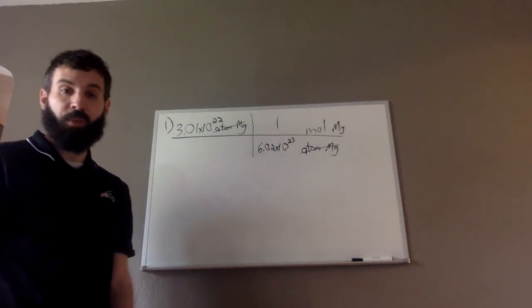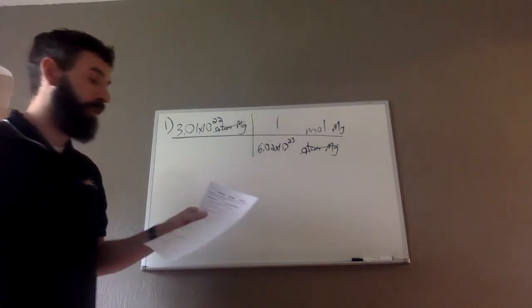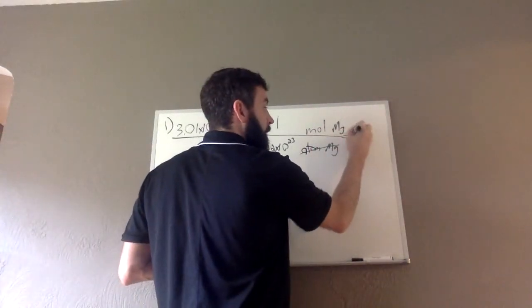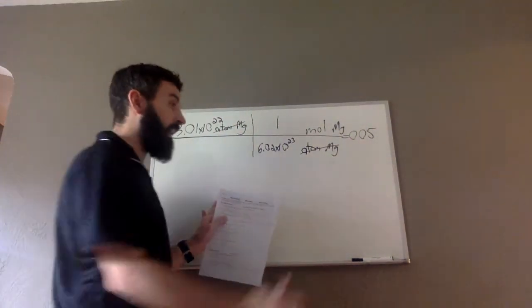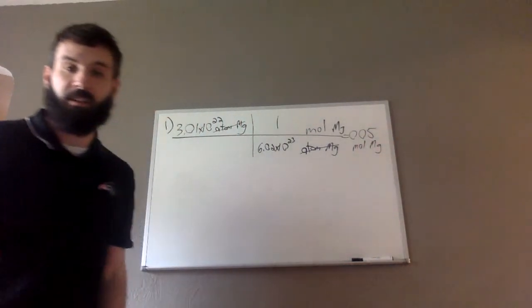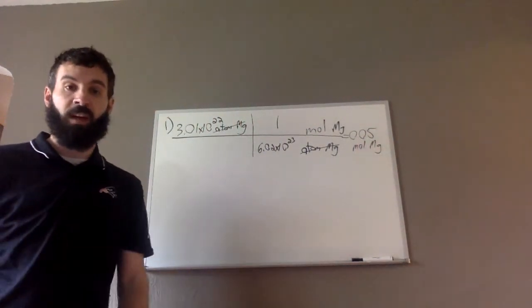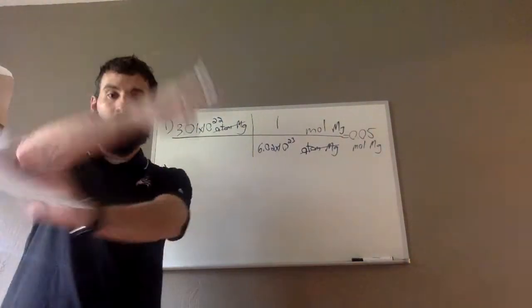Okay, now what you do is you plug this in your calculator. Again, I highly recommend you guys always use parentheses when you do this, just to make sure you don't plug it in wrong. But if you do it, you will get 0.05, and then make sure you write your unit, mole magnesium. Okay, it's as simple as that. It's just dividing 2 numbers. Okay, problem 2 is the exact same thing, except opposite.